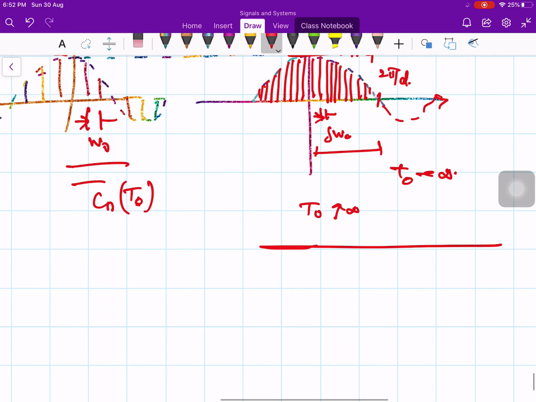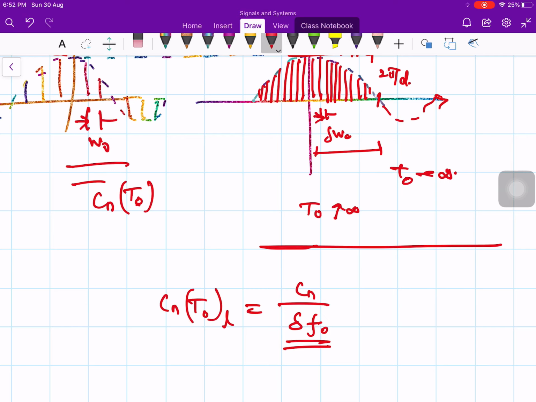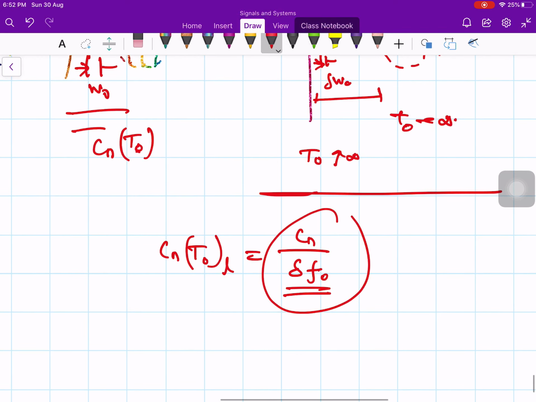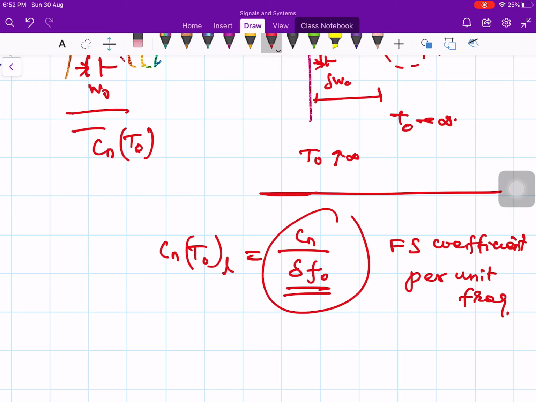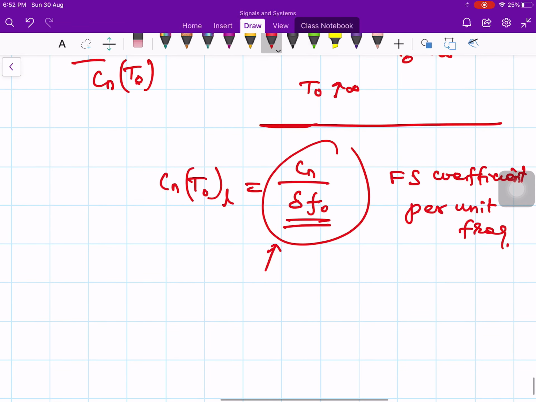Okay, now where Cn times t naught of large t naught is equal to Cn divided by delta f naught, very very small f naught. And what is the unit of this? This is coefficient per unit frequency. It is not Fourier series coefficient, it is Fourier series coefficient per unit frequency, because in the denominator we have frequency. Therefore this is called a coefficient density. It is called a Fourier coefficient density.